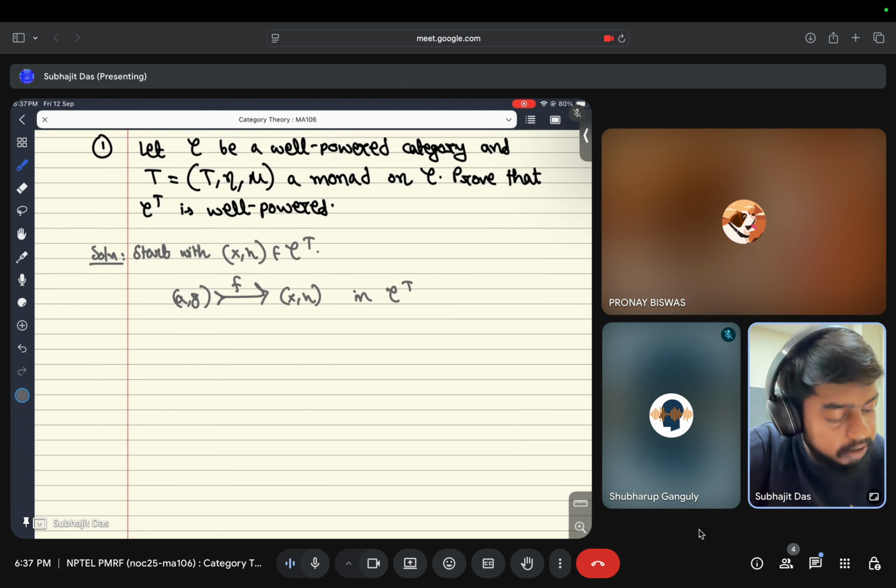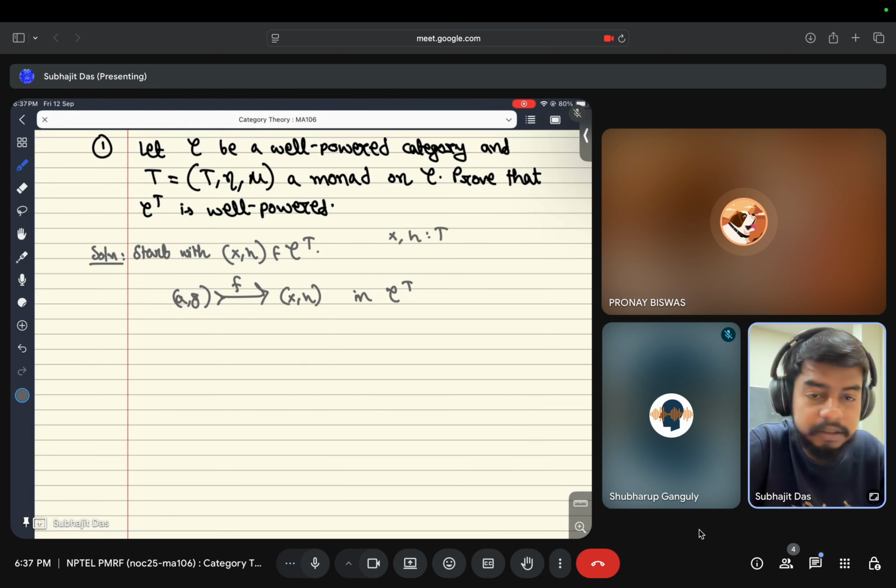Oh, I thought this was settled that X, the first component, denotes the object and the second component denotes the structure.